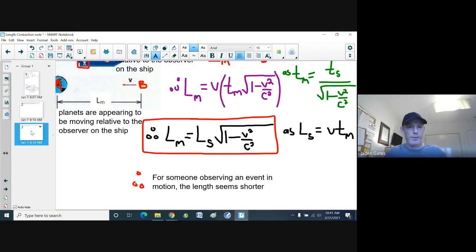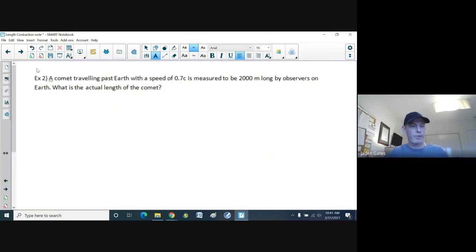I'm going to go to example 2, actually. First is that here's a great example. A comet traveling past Earth with a speed of 0.7 c, so it's a nice way of saying 70% the speed of light, is measured to be 2,000 meters long by observers on Earth. What is the actual length of the comet?